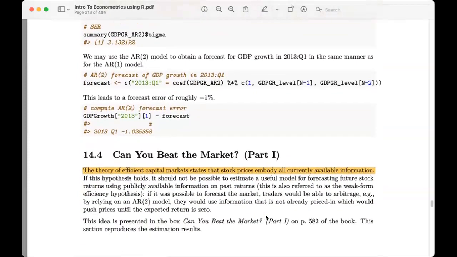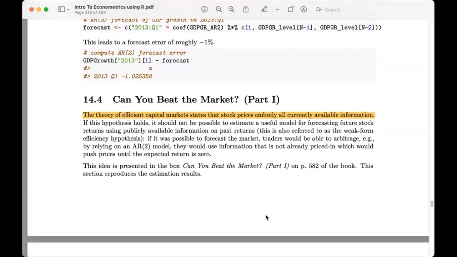This is an example to illustrate the concepts we have seen so far: Can you beat the market, part one. The theory of efficient capital markets states that stock prices embody all currently available information. If this theory is true, then investors cannot easily beat the market, since the market price reflects all the available information for this particular stock. So they cannot beat the market by doing some arbitrage or things like that.